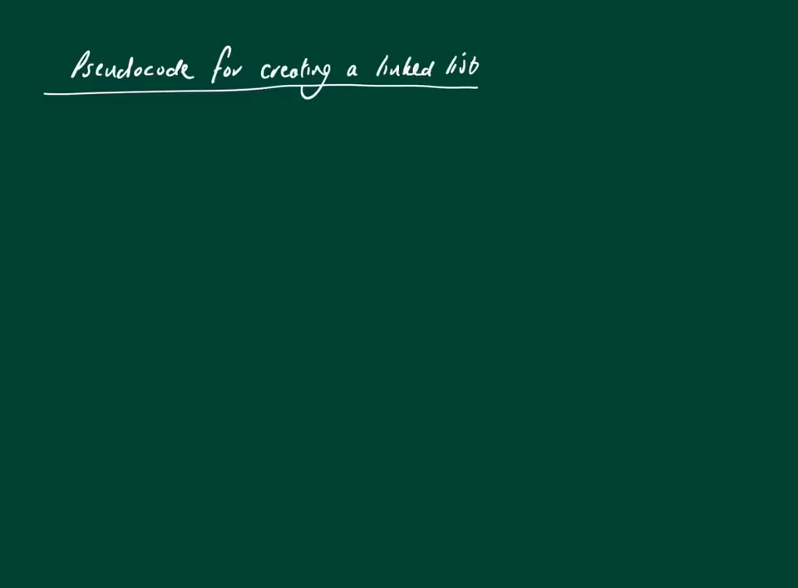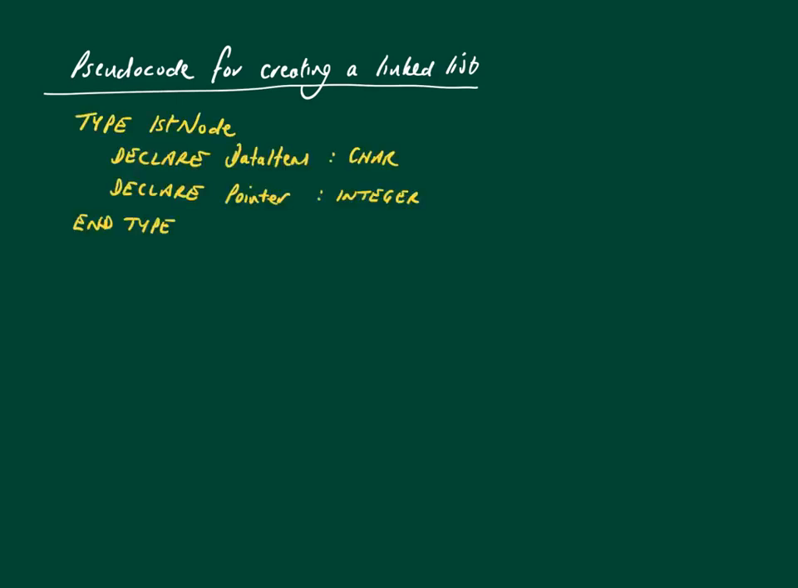When you're creating a linked list in pseudocode, you have to start off by declaring a user-defined type that can hold information about each node in the linked list. So this user-defined data structure is called LSTNode, short for list node, and it contains one data item, which is a character, and it also contains a pointer, which is an integer value that tells you where the next node in the linked list is held.